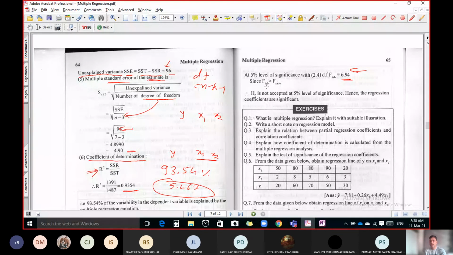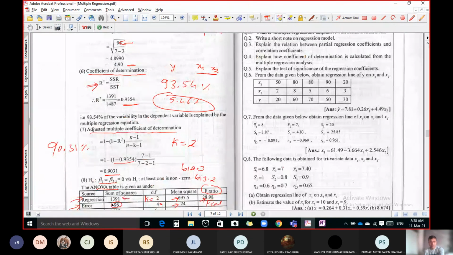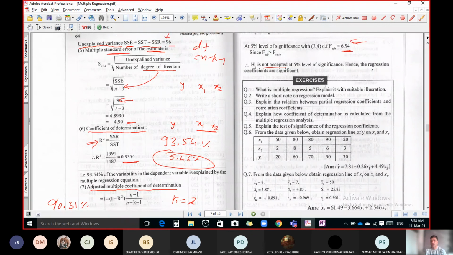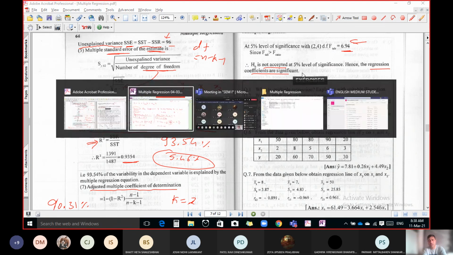And now you know that because F calculated value is greater than F tabulated, our H naught is rejected, not accepted. Our null hypothesis is that these two variables are 0. That is not true. That means there is a significant regression, or the regression coefficients are significant. That is our conclusion. So this last part requires the knowledge of testing of hypothesis. Chirag Trivedi sir has already done that particular part in a different way. Here you require it in a different way, that's it. But the conclusion and the methodology remain the same.